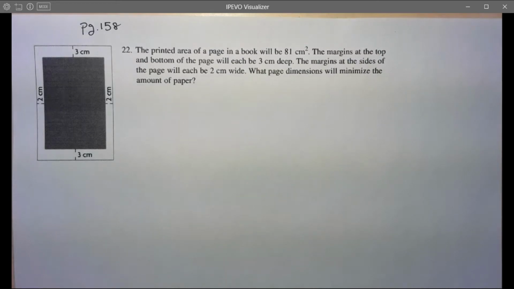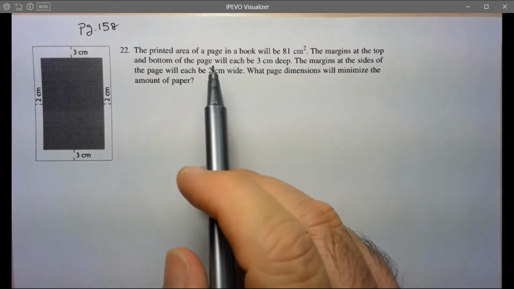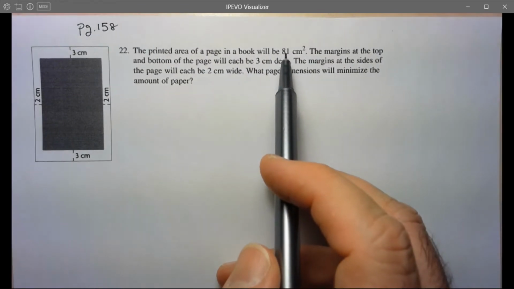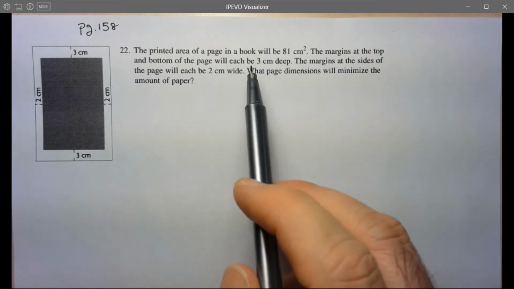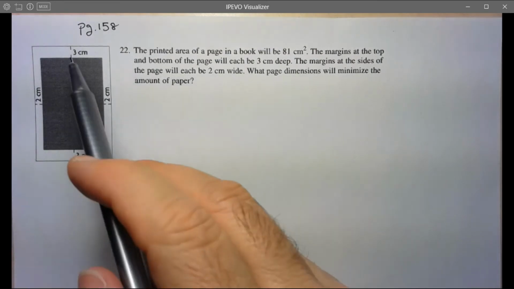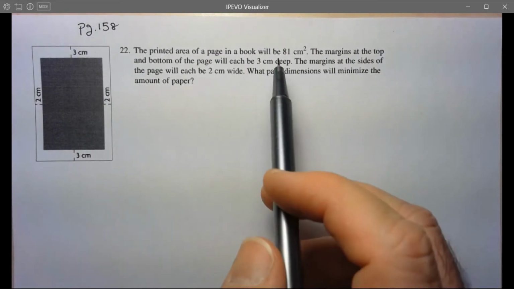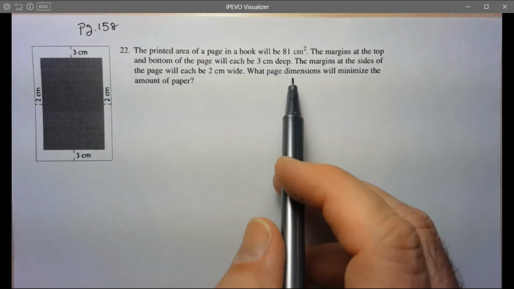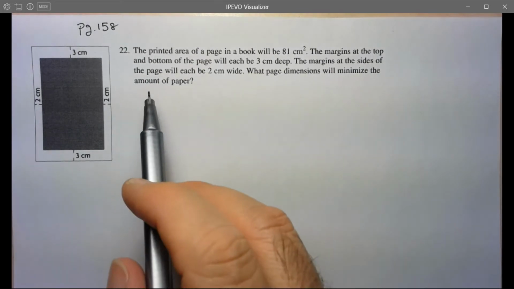Hi folks, we're going to take a look at number 22 on page 158. So let's take a look at the question. It says that the printed area of a page is going to be 81 centimeters squared, and we've got margins on the top and the bottom. That'll be 3 centimeters. So here we see 3 centimeters, and then on the sides 2 centimeters. They want us to figure out the dimensions that will minimize the amount of paper.